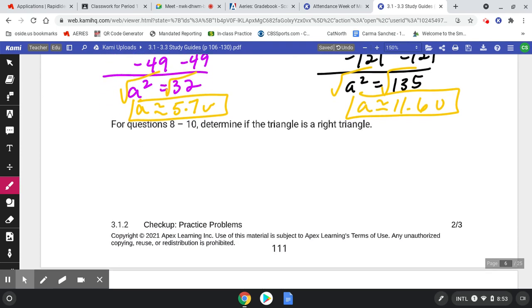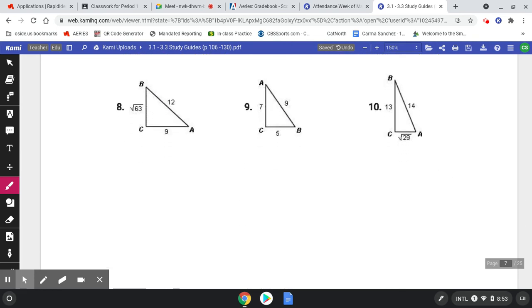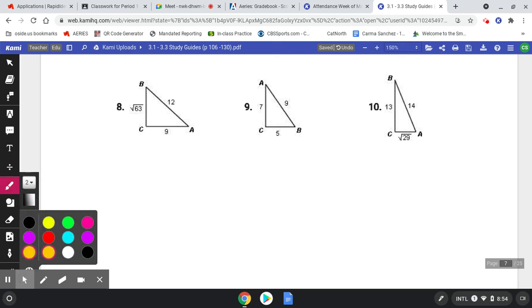All right, last ones for questions 8 through 10. Determine if the triangle is a right triangle. So in this case, we're going to use the Pythagorean theorem to verify if the right triangle is true. This is called the converse of the Pythagorean theorem.